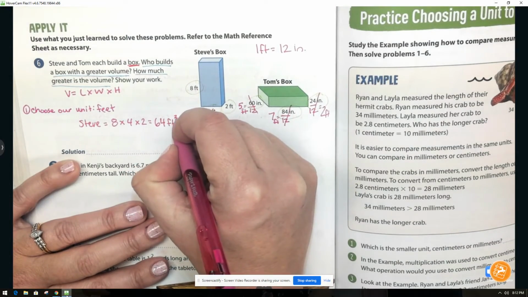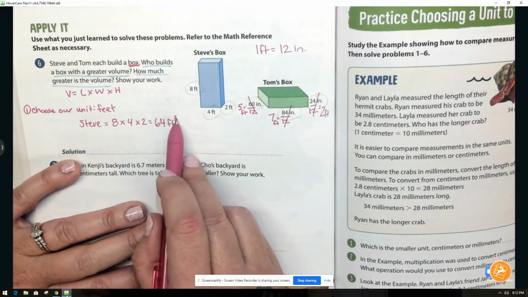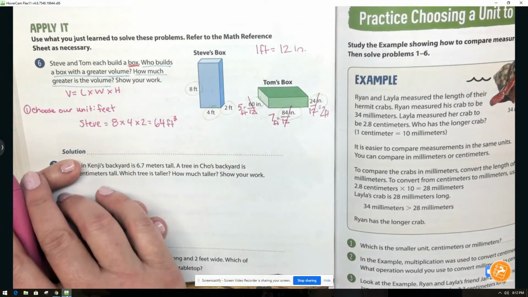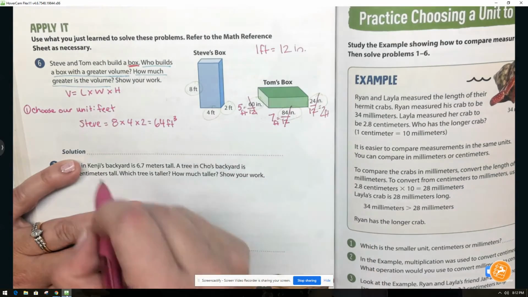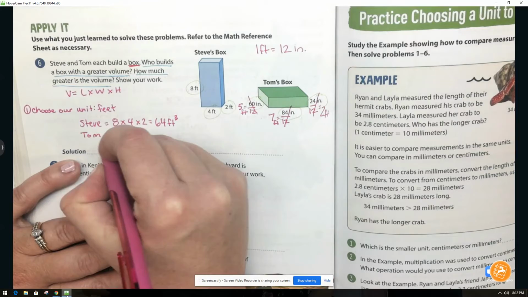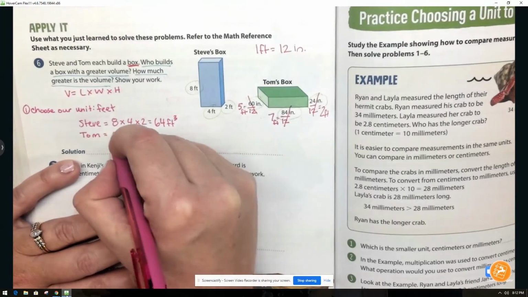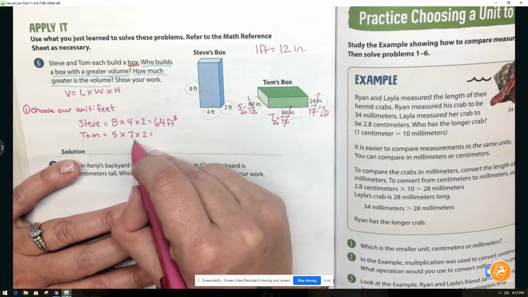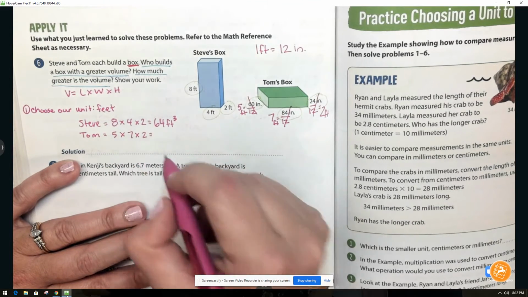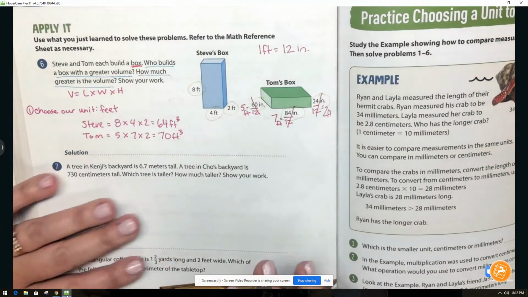And then remember, it's cubed because it's volume. So you need that tiny little 3 there. That means that it's cubed, and this is the volume. Then we're going to figure out what is Tom's box. Tom's box is equal to 5 times 7 times 2. Well, 5 times 7 is 35. 35 times 2 is 70. And it's also feet cubed.